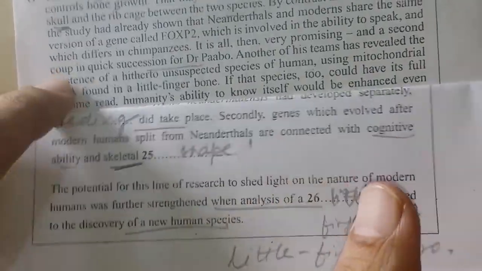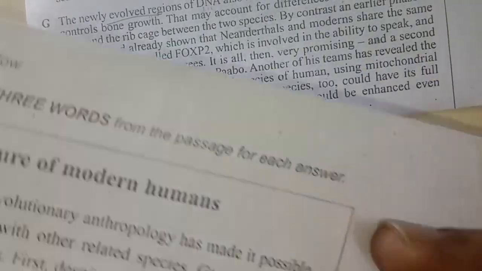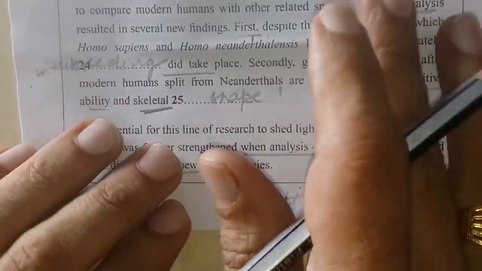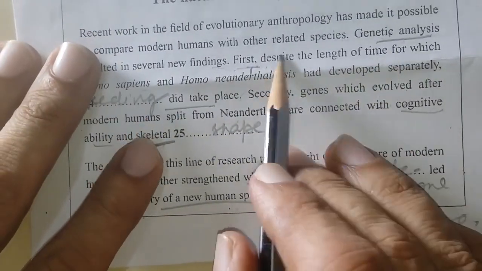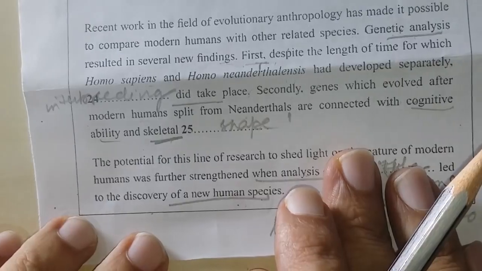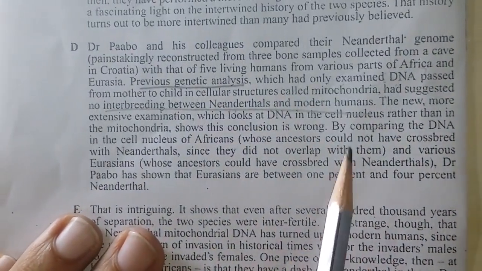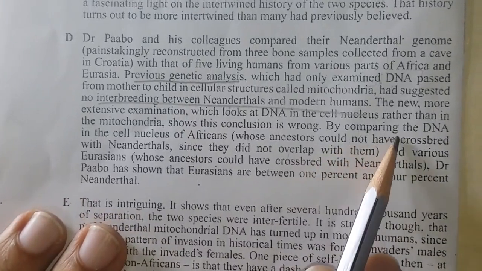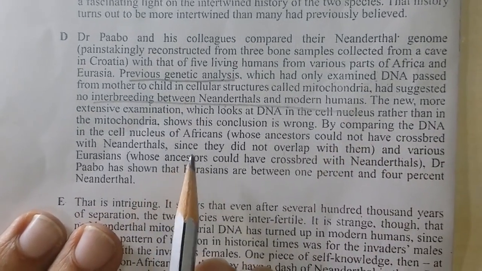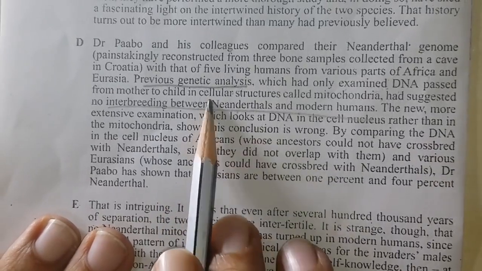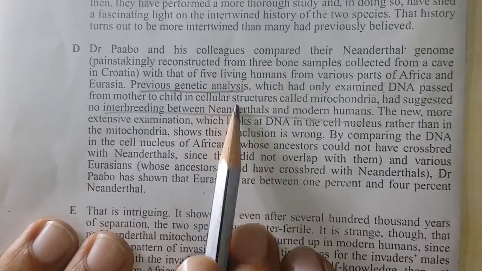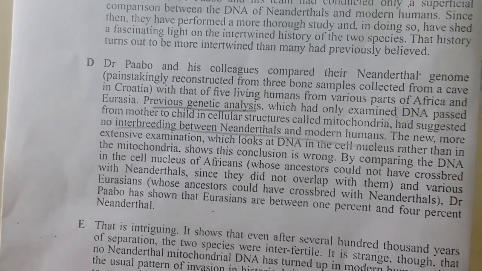Now let's see how I got them. First I told you that I got the word genetic analysis. I searched for it first, because these questions are based on genetic analysis. So let's go to the genetic analysis. He said by comparing the DNA of the cell, various, we got genetic analysis here. Now check from where I got the idea.